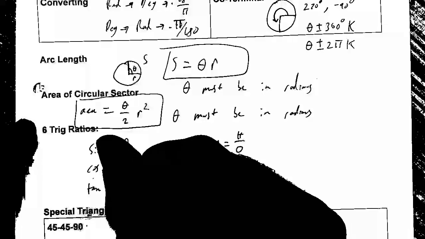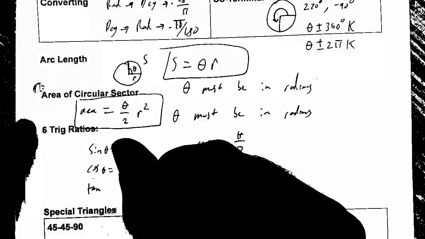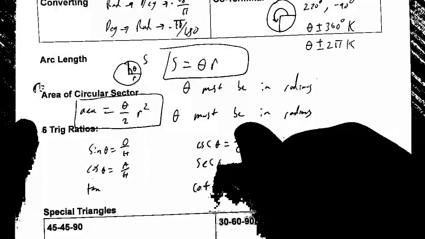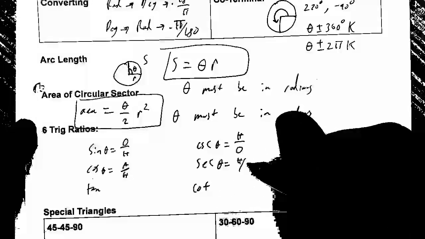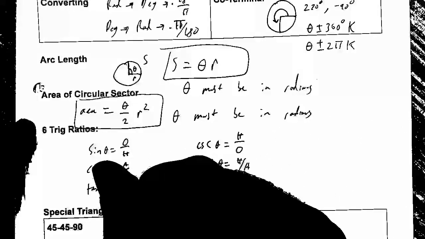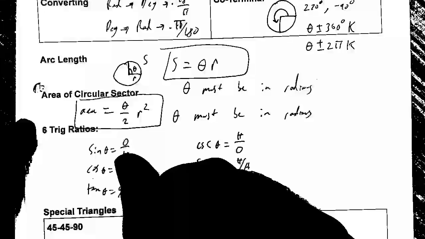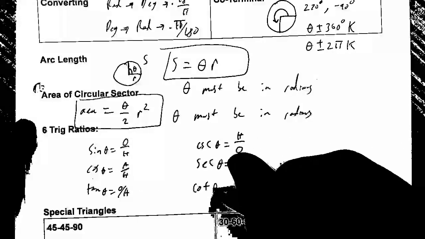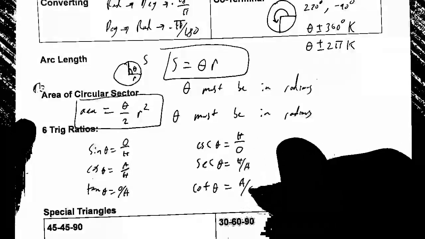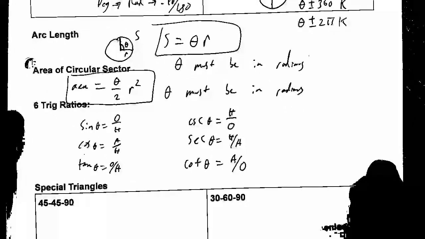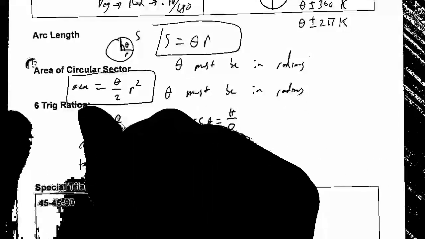Cosine theta is adjacent over hypotenuse. Secant is the reciprocal, hypotenuse over adjacent. Tan is opposite over adjacent. Cotangent is the reciprocal, adjacent over opposite. Okay, are we okay on that? It's pretty familiar.